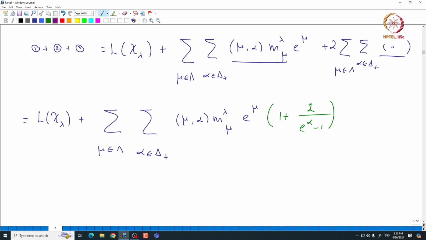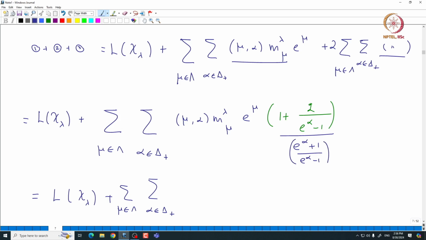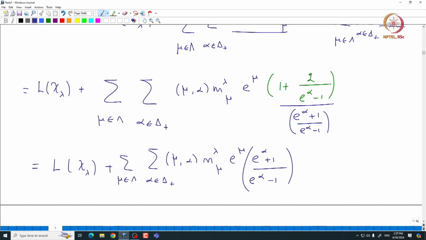So you get 1 plus twice 1 divided by e power alpha minus 1. If you simplify this term, it is exactly equal to L of chi lambda plus the summation mu in lambda, summation alpha in delta plus, where this term becomes e power alpha plus 1 divided by e power alpha minus 1. So this exactly gives you mu alpha m lambda mu e power mu times e power alpha plus 1 divided by e power alpha minus 1. This is the term that you get by adding those terms together.